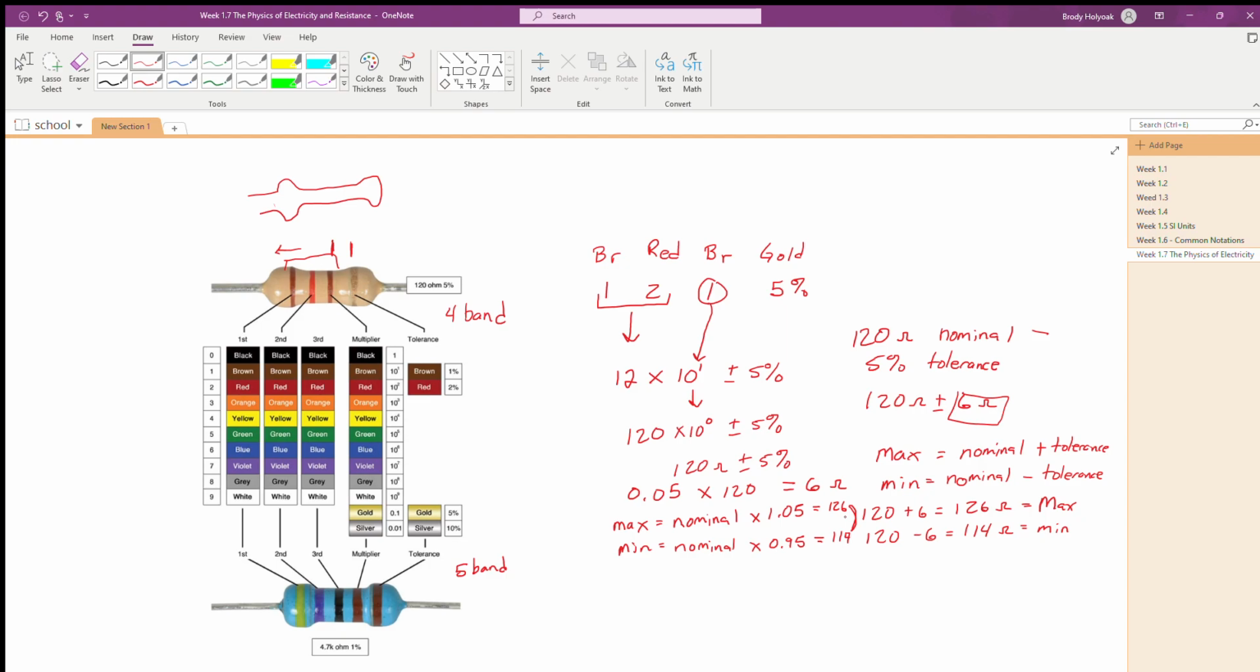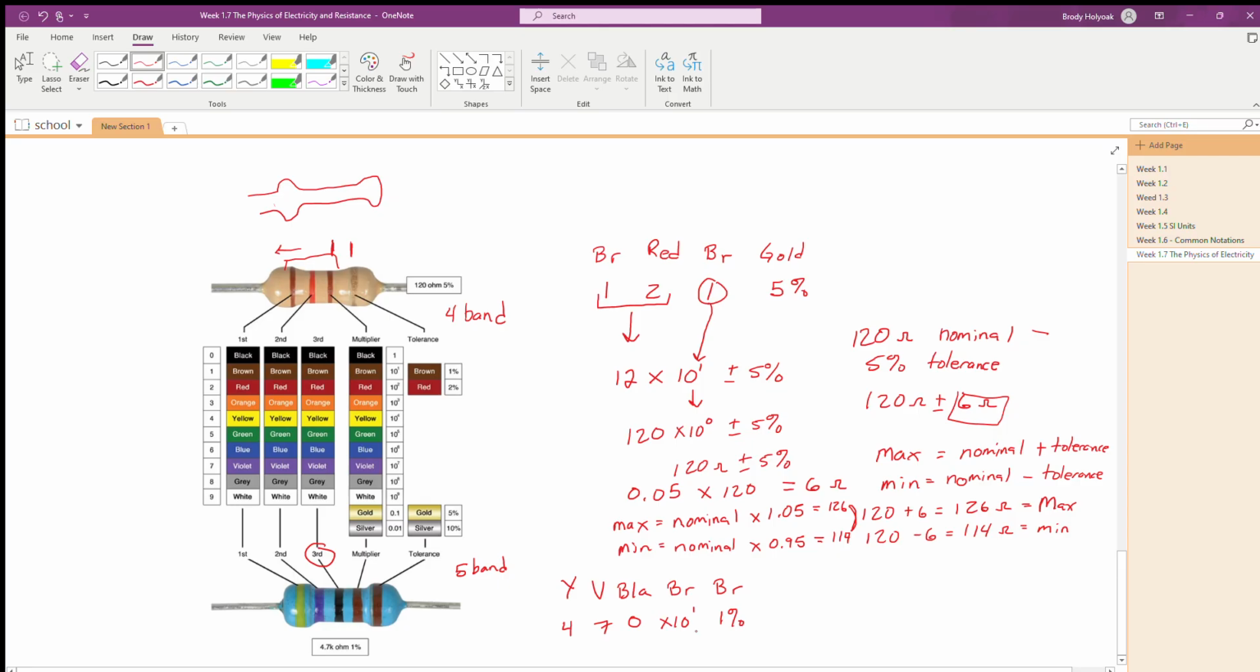A 5-band does the same thing, but it gives you a third digit. So down here, if we look at this example, we've got a yellow and a violet and a black and a brown and a brown. So my yellow is 4, my violet is 7, black is 0, and then times 10 to my brown, which is 1, and my brown again is the tolerance, so I look over here, and this one is 1%.